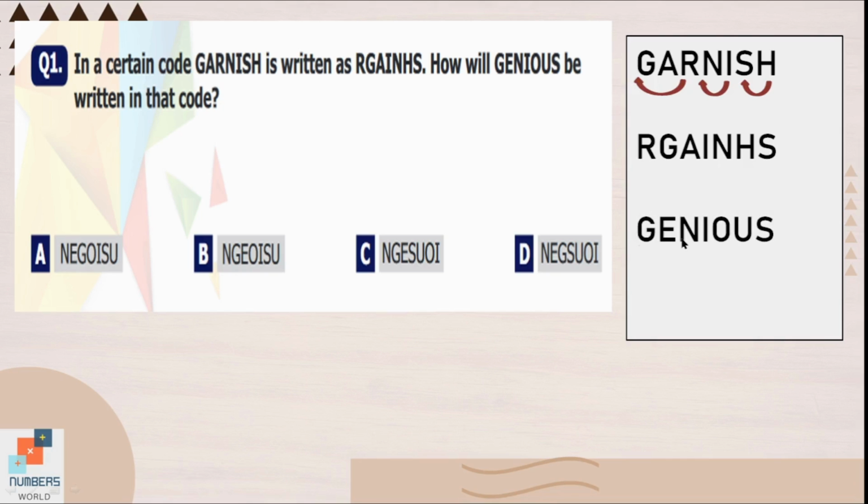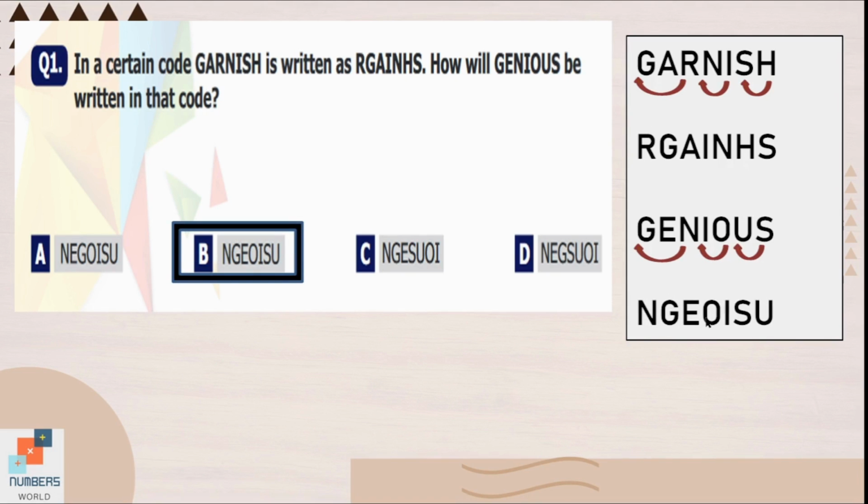So N will be written at the first place after taking 2 jumps. O will be written at the fourth place after taking 1 jump. And similarly, S will be written at the sixth place after 1 jump to the left side. So the new code will be NGEOISU, which is our option B.